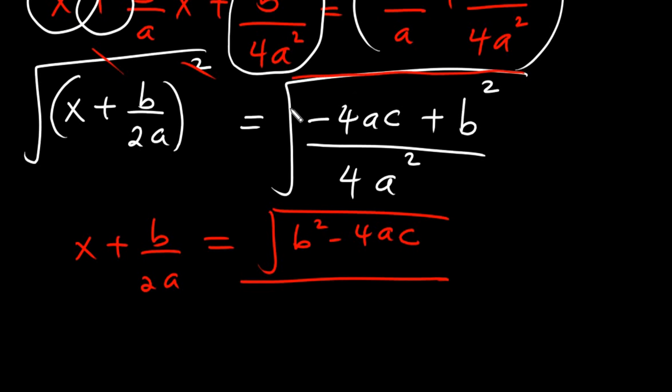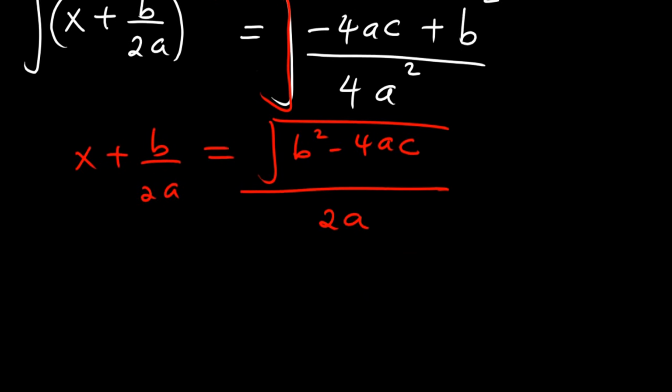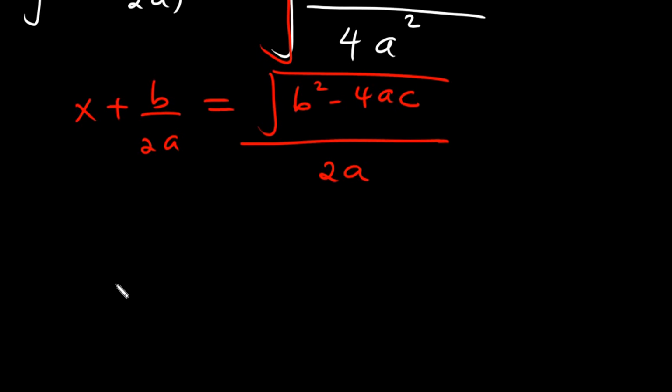Remember, this big square root covers both the numerator and the denominator, but we can directly get the square root of the denominator, which is 2a. Okay, so now we have that equation. Remember, we are getting the value of x.